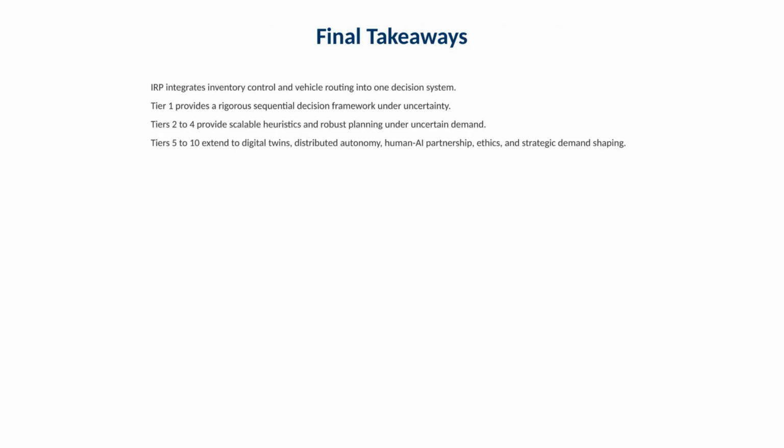The key takeaway is that inventory routing is not just a routing problem, and not just an inventory problem. It is a dynamic decision system where daily routing choices drive future inventory risk. A practical toolkit moves from rigorous sequential modeling to scalable heuristics, robust planning under uncertainty, real-time digital twins, distributed autonomy, human oversight, value alignment, and even strategic demand shaping.